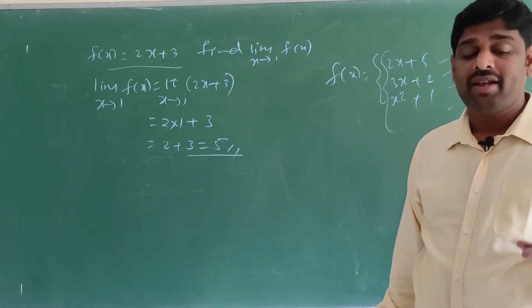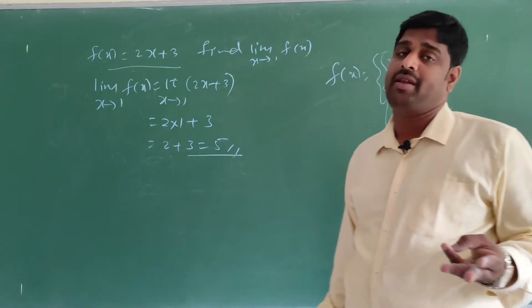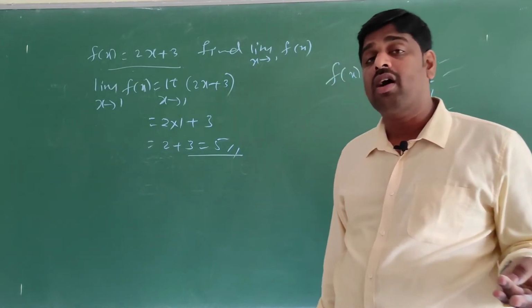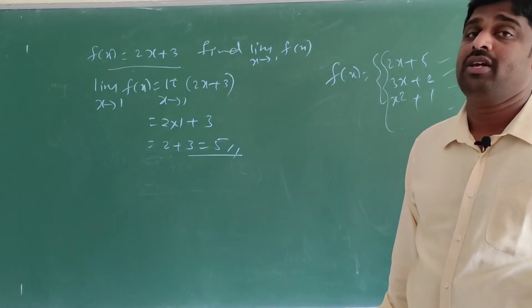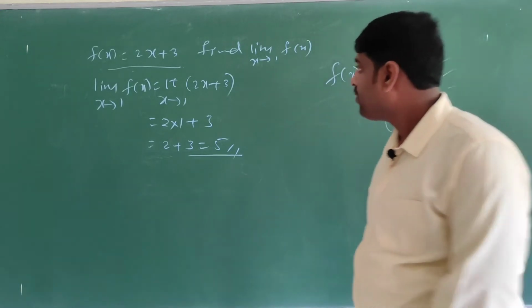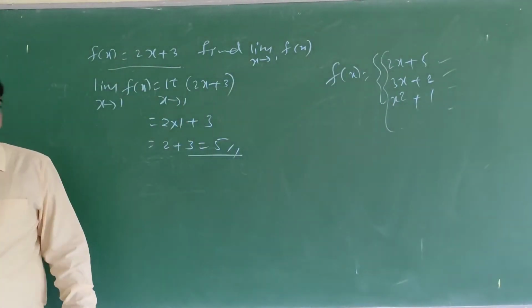Continuous means we can draw the curve without lifting the pen. Discontinuous means we have to lift the pen to draw the curve. That is the best example. Now I will take one more example.